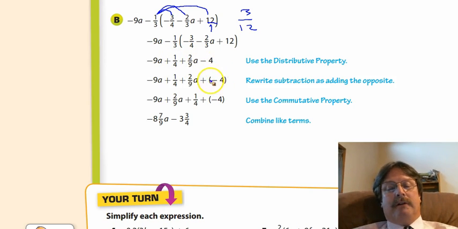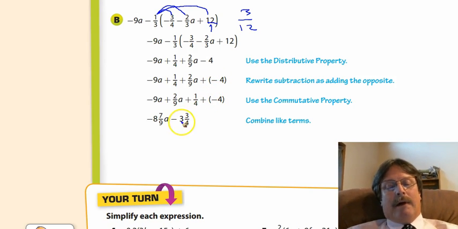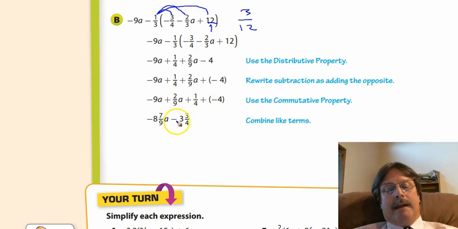They did the additive inverse. Okay, so that becomes subtracting a positive is adding a negative. And then that way they went ahead and did the math and they got negative 3 3/4.